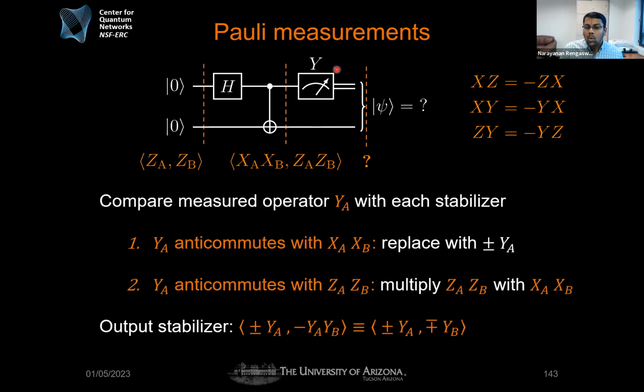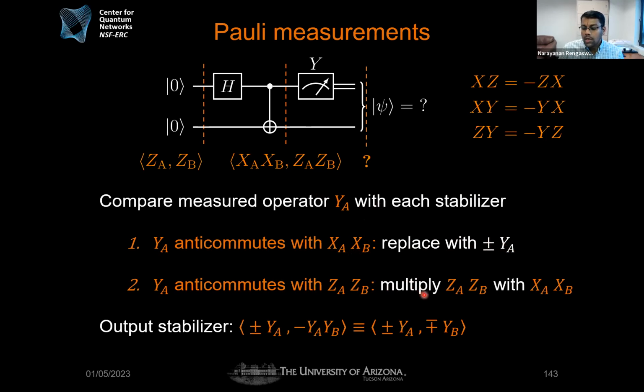Similarly, let's say you're measuring Y on the Bell state. Again, you take the measured operator Y, you compare it with XAXB, it anti-commutes, you replace. Now you compare it with ZAZB, it also anti-commutes. So now what do you do? When the first time it anti-commutes, you replace that operator by YA. Now for the second operator, you cannot again replace by YA. Then you have a trivial stabilizer group where you only have one stabilizer element, but you need two.